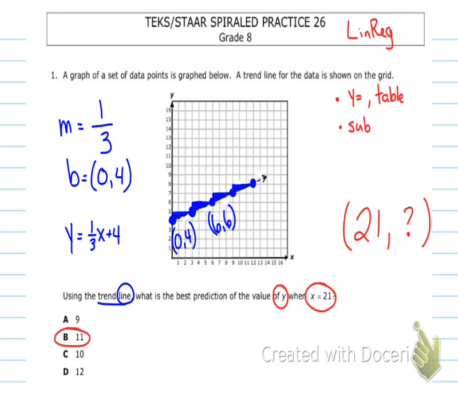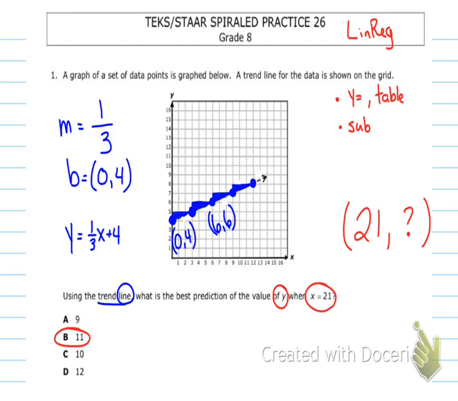Now, I need to prove how I got 11. How do I know it's 11? Because I don't see the 21 anywhere here. It doesn't make it there. And then just by the way, don't try to extend your graph and draw it yourself. That would be highly inaccurate, so we're not going to do that either. All right, so how are we going to do this? Well, like I said, substitution and the y equals table.